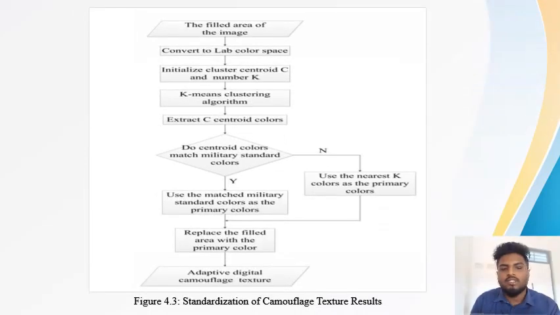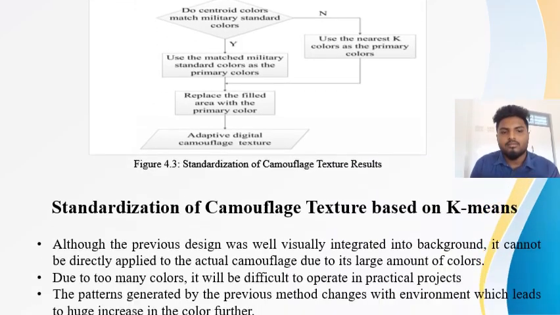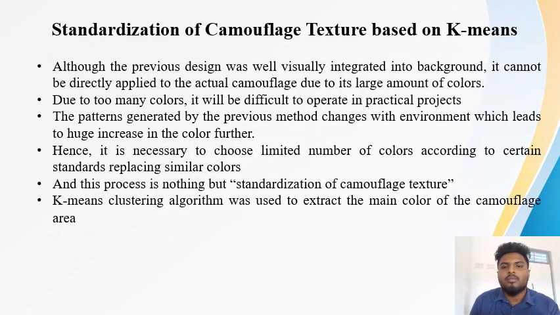And this is the standardization of camouflage texture. Standardization of camouflage texture based on k-means. Although the previous design was well visually integrated into the background, it cannot be directly applied to actual camouflage due to its large number of colors. Due to many colors, it will be difficult to operate practical projects. The patterns generated by the previous method change with the environment, which leads to a huge increase in colors further. Hence, it is necessary to choose a limited number of colors according to certain standards, replacing single colors.